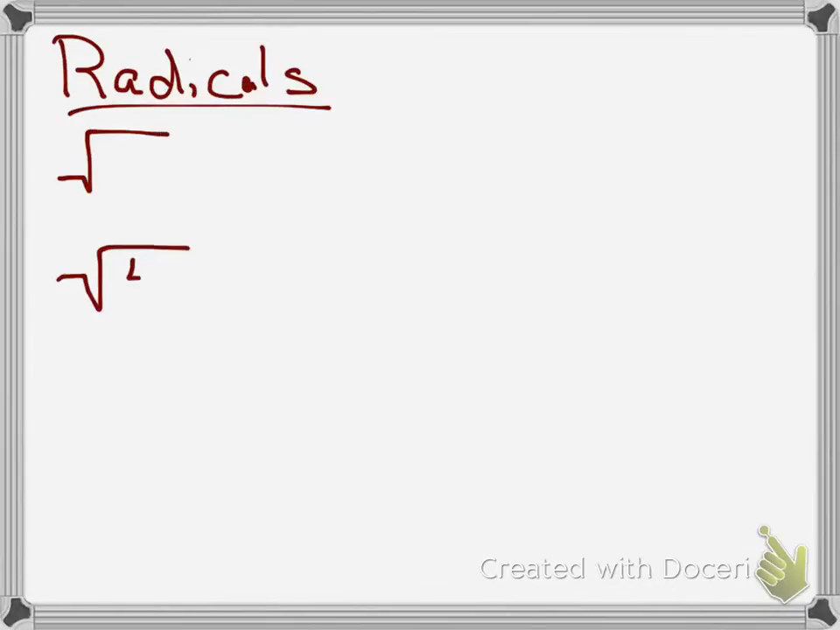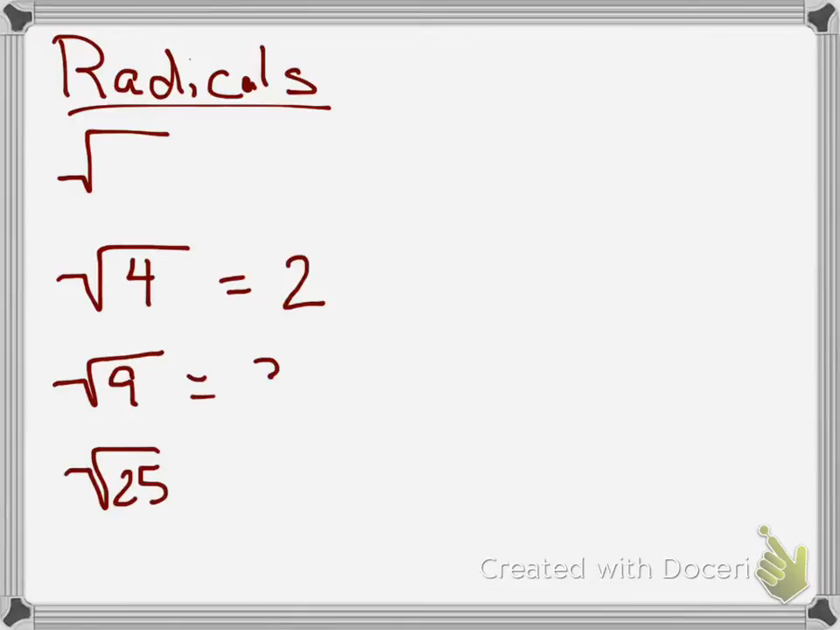Okay, what is a radical? That's that square root symbol that you're so used to. So like you know that the square root of 4 is equal to 2, the square root of 9 is equal to 3, the square root of 25 is equal to 5. However, you may remember that explanation of why the square root of 4 is 2 and stuff like that.